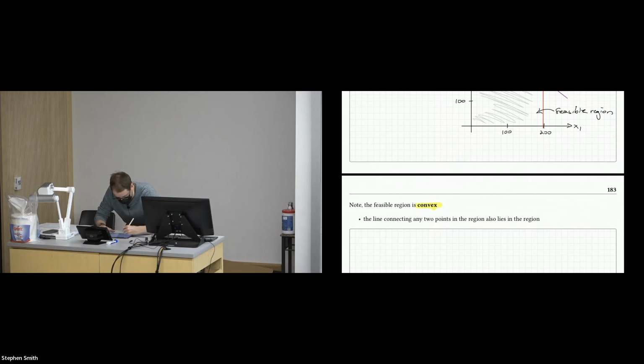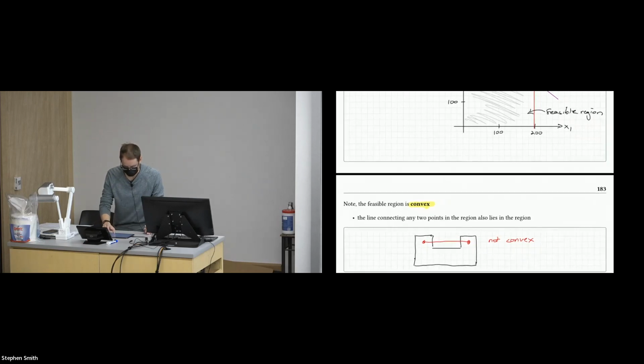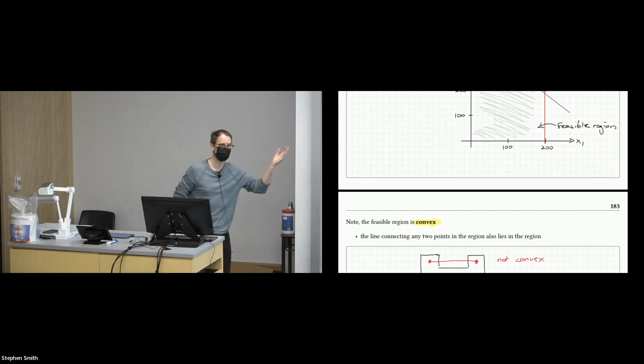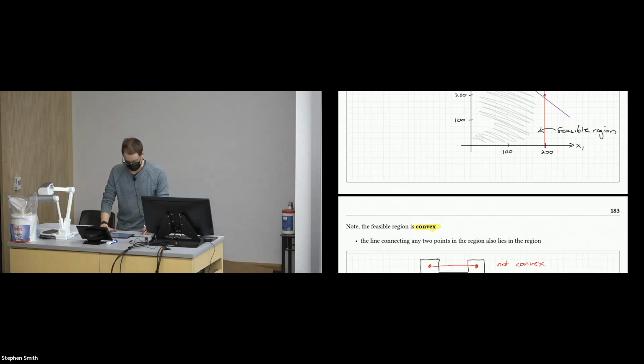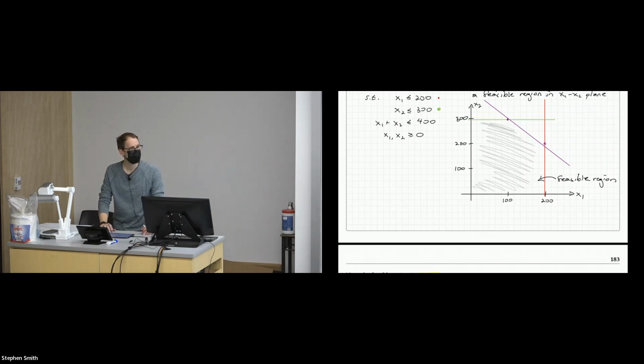So let me just draw something that's not convex. Right, that set is not convex because if I take, let's say, these 2 points and I draw the line connecting them, the line goes outside of the set. And like that little notch sometimes is called a non-convexity, right, in that set.